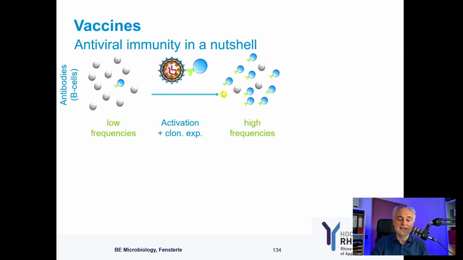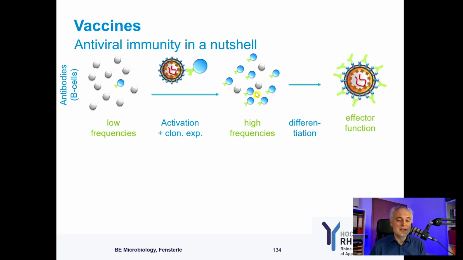Of course, the details are very simplified. For details, refer to the immunology lecture. Then we have a differentiation of these B cells. They produce antibodies, they secrete the antibodies, and then we have this blockage. So this is what happens in the case of the antibodies.